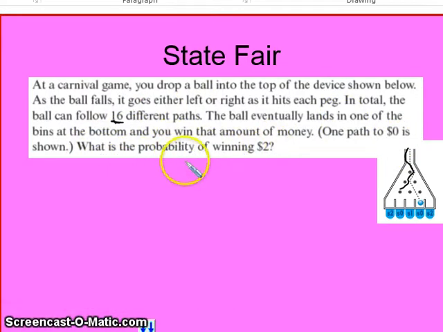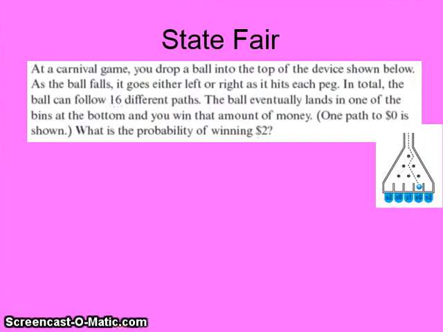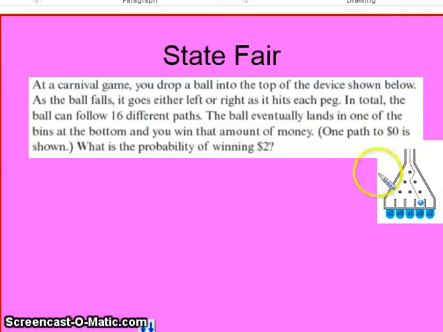In order to find the probability of winning $2, we need to know how many total paths there are to $2, and we need to divide it by the total number of paths it can follow, which we know is 16. Now, if we look at this diagram here, you can see that there are two possible slots where you can win $2, and there are these ones on either end.